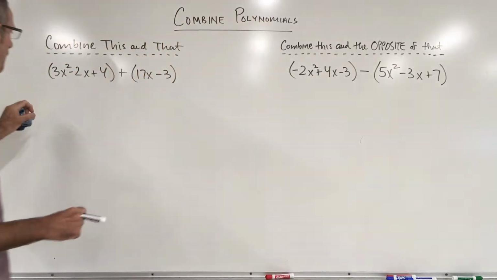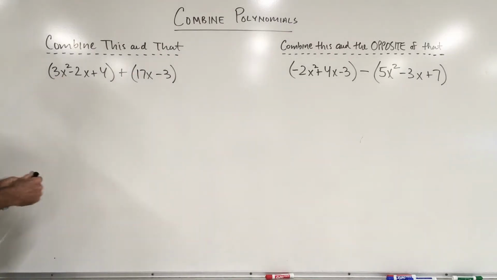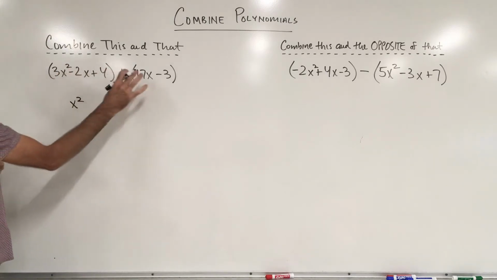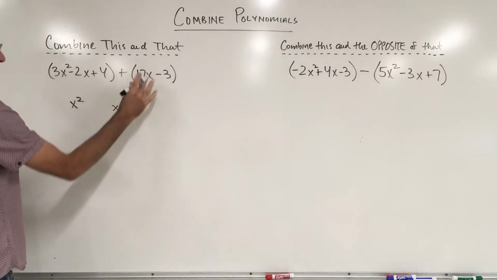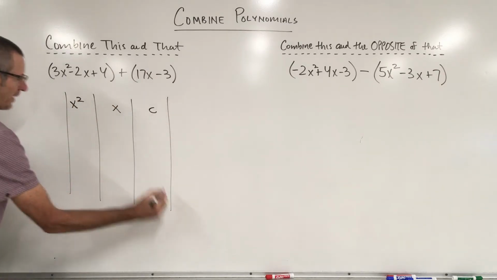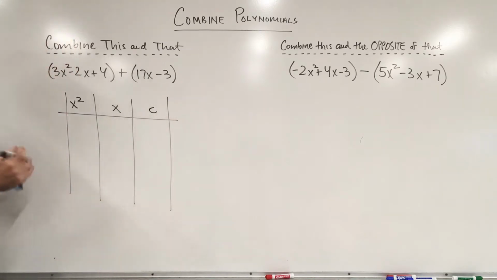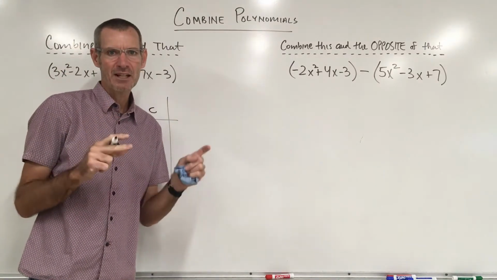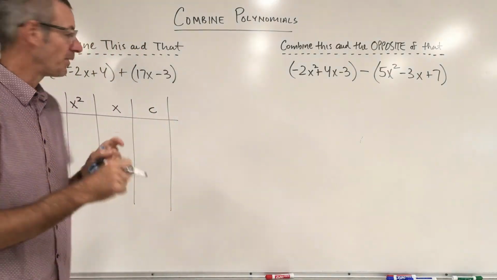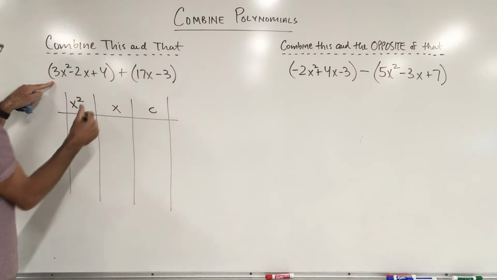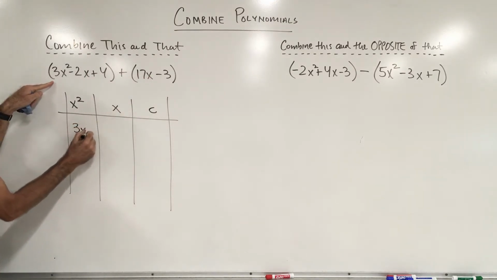So to start with, we're going to combine this and that. So we have terms like this. We have an x squared term. We have some x terms. And we have some constant terms. So I'm going to line these up in columns with terms that are alike. Remember, like terms have the same exponent with the same variable. So I look for 3x to the second. There's no other x to the second. So I'm going to put my 3x to the second there.